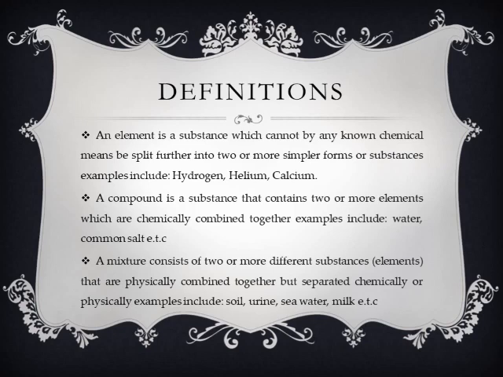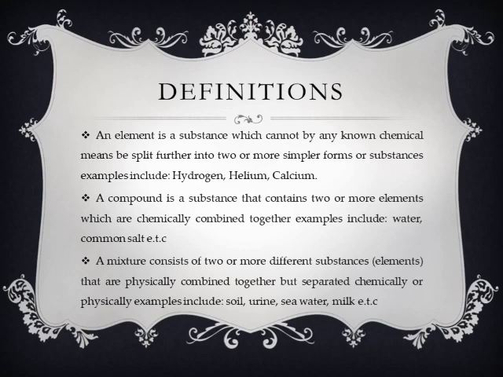So these are examples of compounds that we have, while a mixture consists of two or more different substances or elements that are physically combined together but can be separated chemically or physically. So that's a distinguishing feature between the compound and the mixture. For the mixtures, you can combine them physically, but when you want to separate them, you can separate them either chemically or physically. But for compounds, their separation is only done via chemical means.